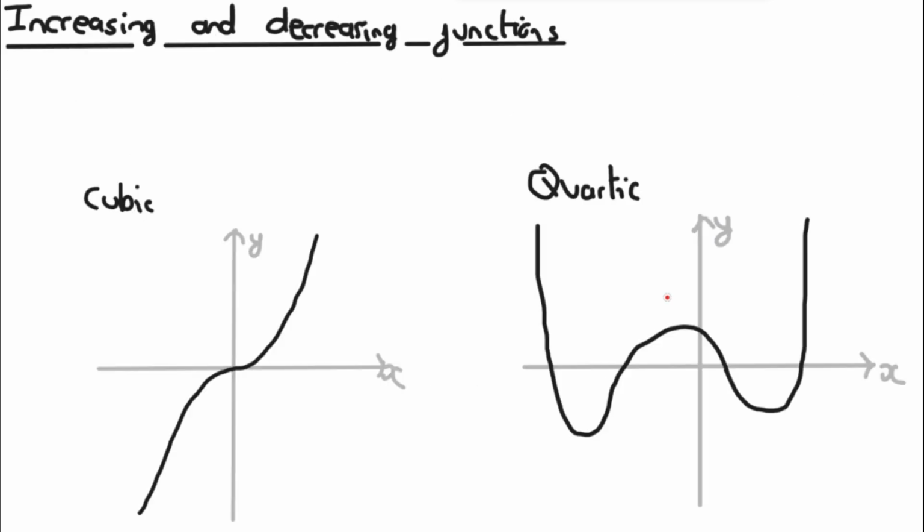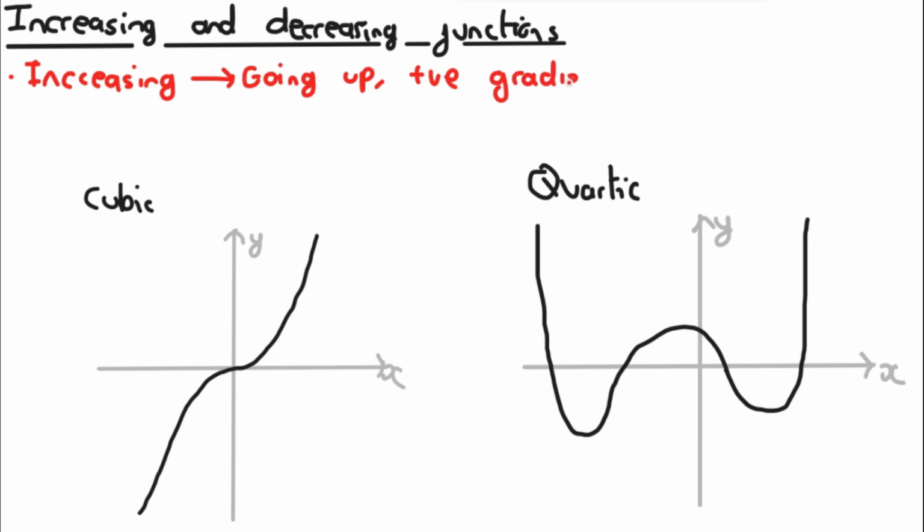So finally, I want to talk about increasing and decreasing functions. A graph is increasing when it is going up, so it has a positive gradient, and most importantly, dy over dx is bigger than or equal to 0.